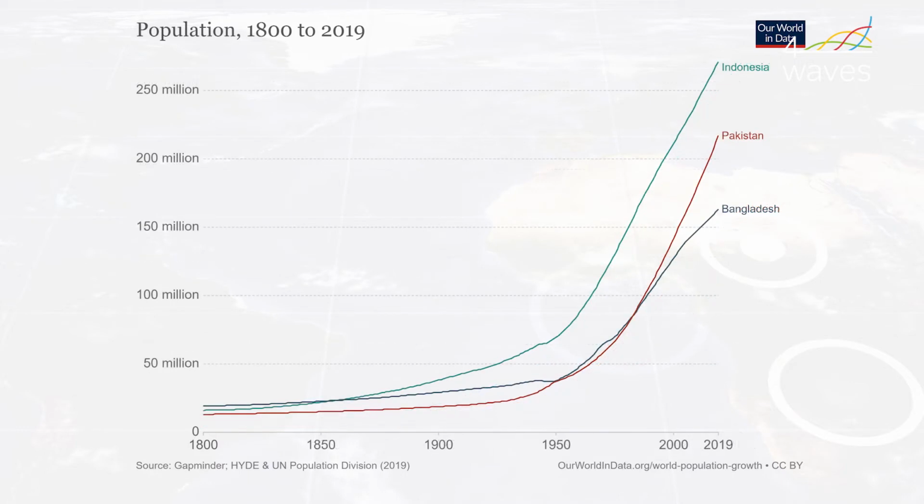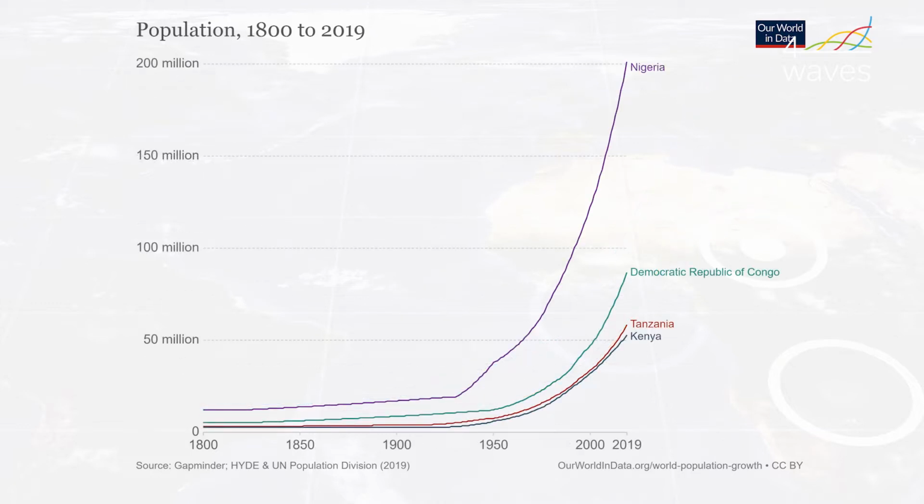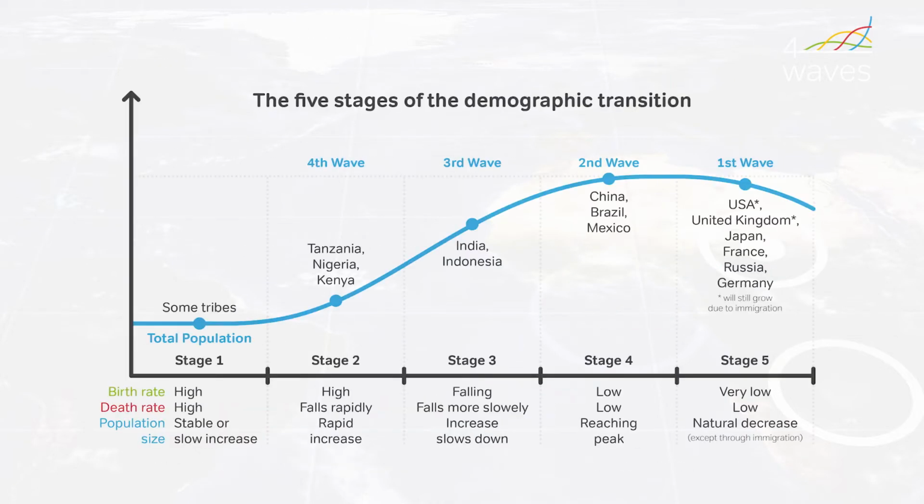The third-wave countries began this transition in the 1990s and will reach their peak only in the mid-21st century. Meanwhile, the fourth-wave countries are starting their demographic transition only now and will not reach their peak this century. Therefore, the bulk of the world's population growth is set to come from the third and fourth waves.